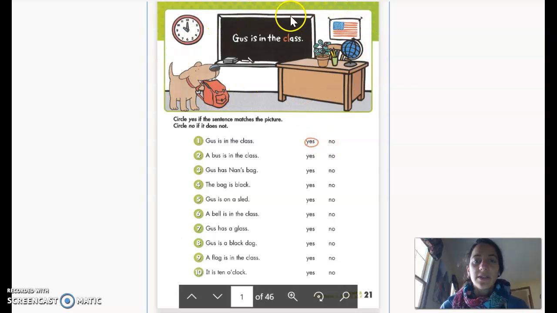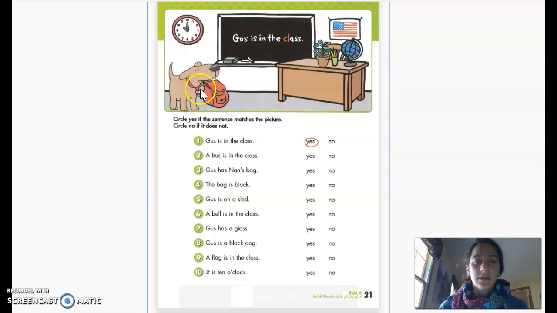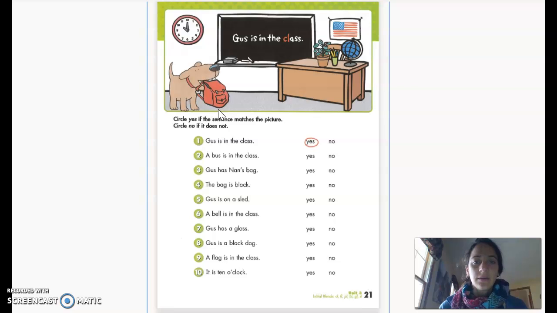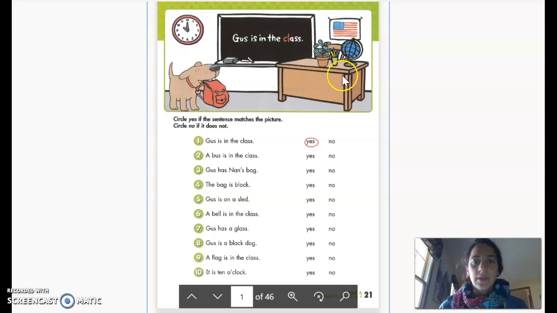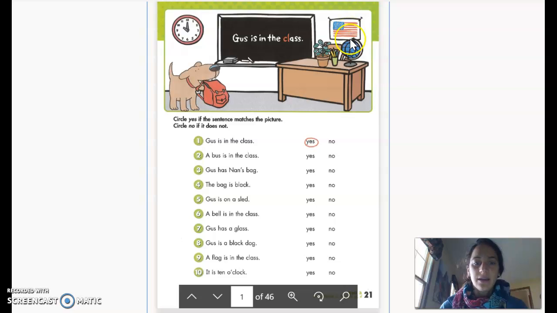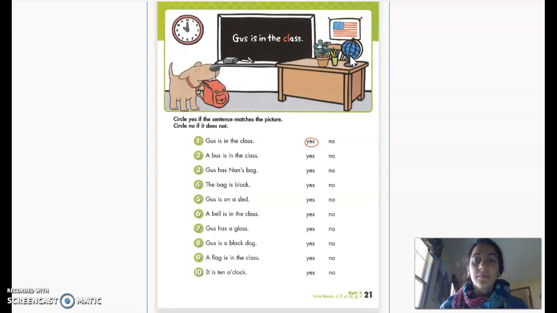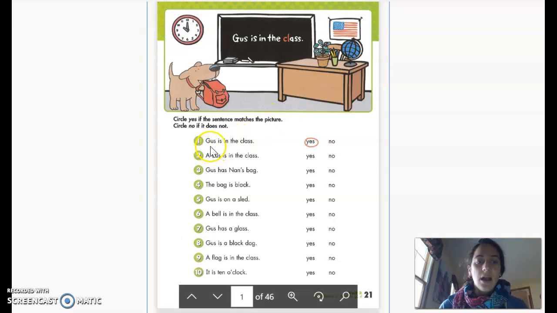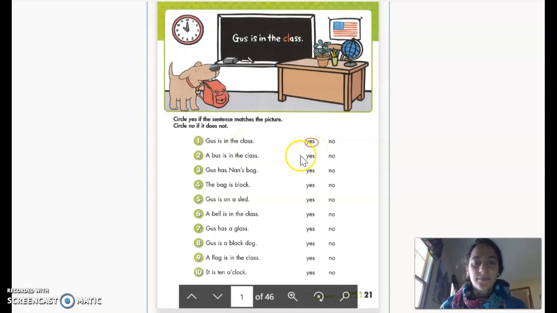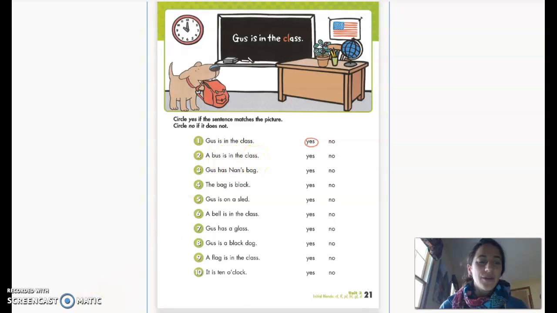Let's review some of our words here. Here's our clock, a dog named Gus. Here's a red bag. Here's the desk, a plant, a flag, and a globe. Now let's read our sentences. Gus is in the class. Yes, he is. A bus is in the class. No, I don't see a bus.